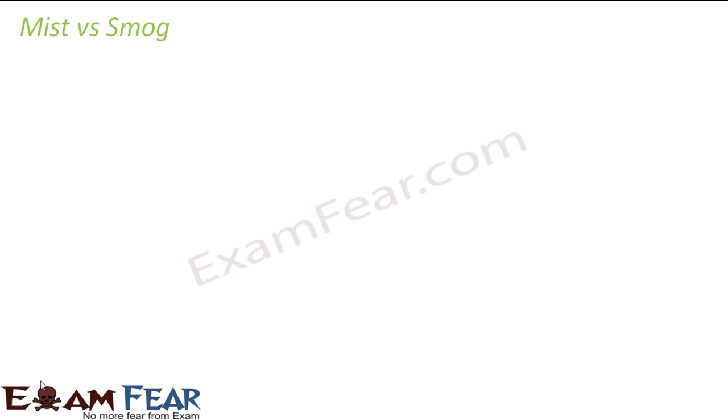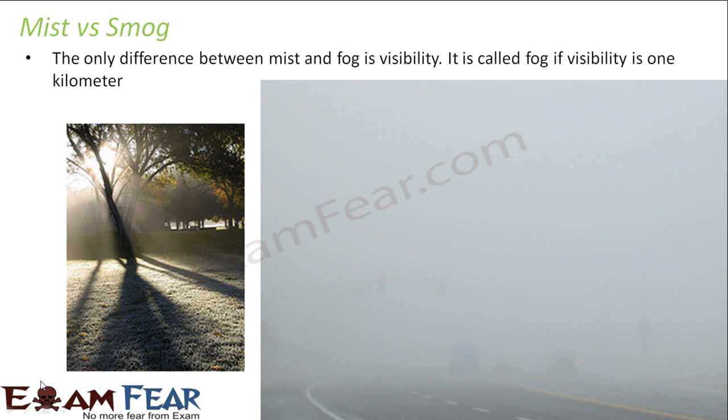Now we'll understand the difference between mist and smoke. See, the only difference is the visibility actually. If you see the mist, you can see things. This is maybe even 20 meter or 10 meter. But if you see small fog, you can just see the road here, right? And what you can't do is you can't see anything.